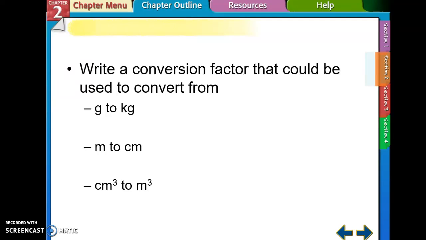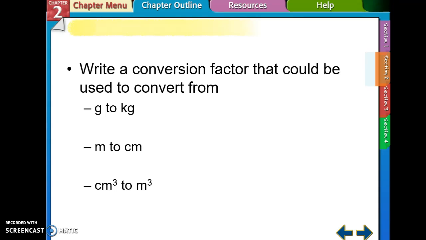Alright, you ready to learn about one-step dimensional analysis? Because it's going to be something that we use from now until the end of chemistry. So, when we are talking about this, we have to know our metric units.